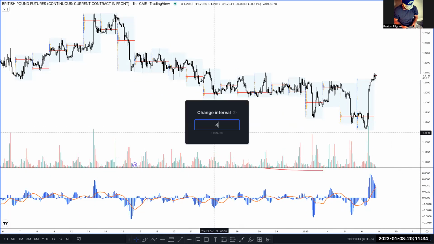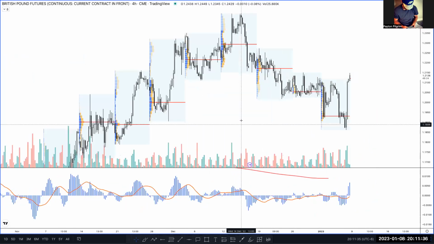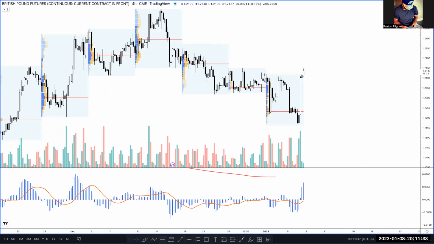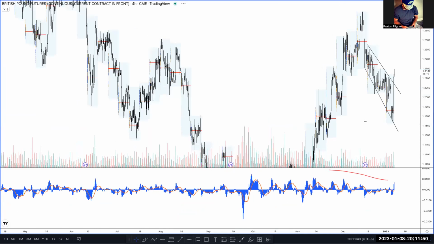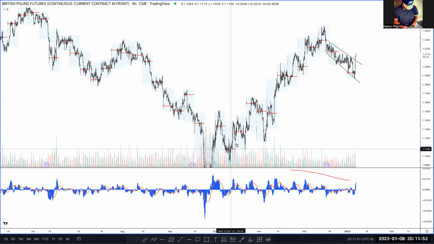But I do want to start this off at the 4-hour and just show what I'm seeing. We have a falling wedge as well. So the dollar had the falling wedge, but this one looks to me like it is starting to really break out. And it already is in a bullish market.